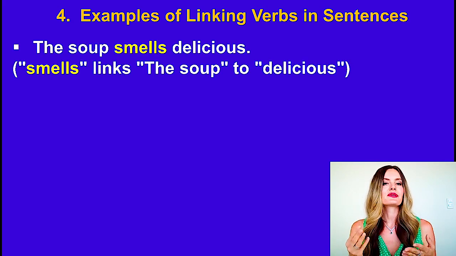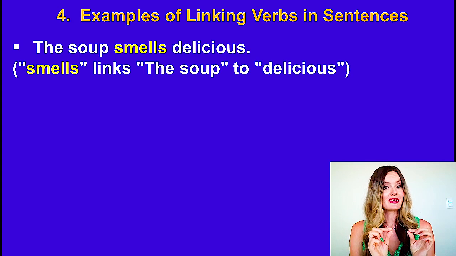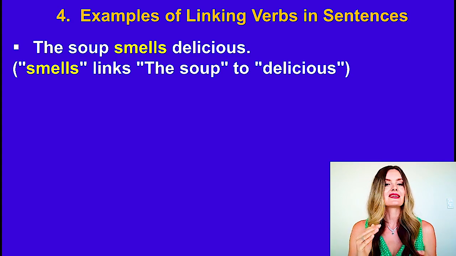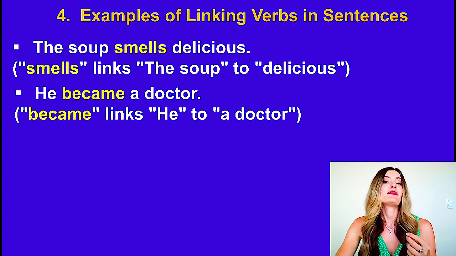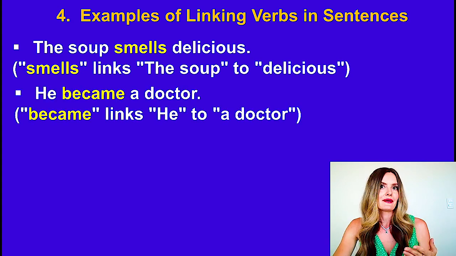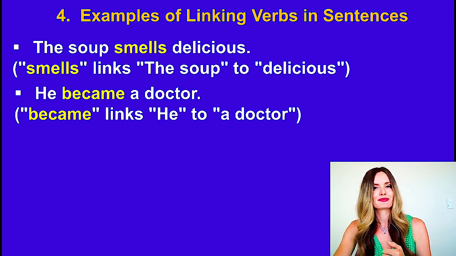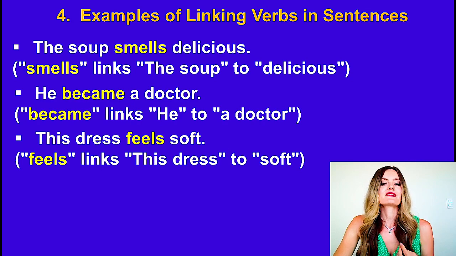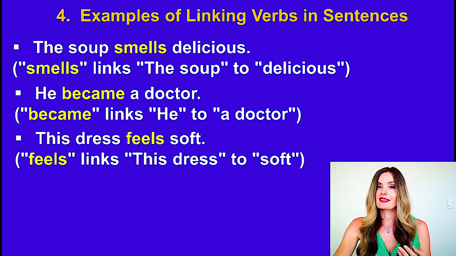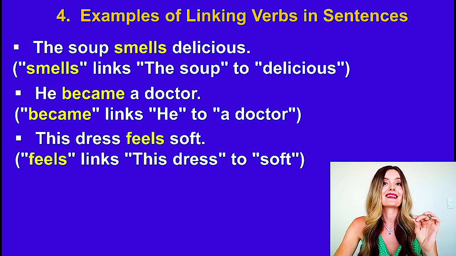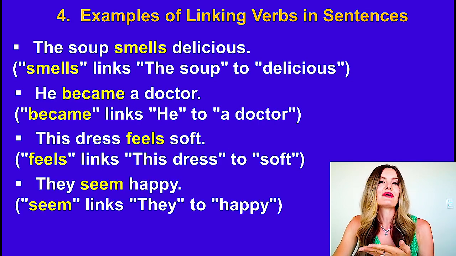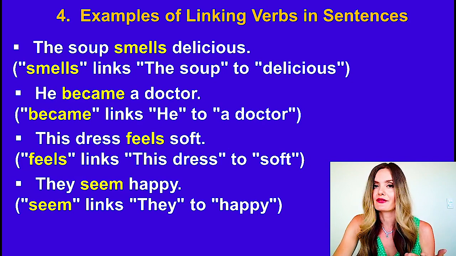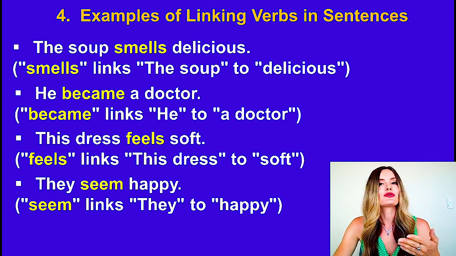For example, the soup smells delicious. Smells is a linking verb because it links the soup to delicious. He became a doctor. Became is a linking verb because it links he to a doctor. This dress feels soft. Feels is a linking verb because it links this dress to soft. They seem happy. Seem is a linking verb because it links they to happy.